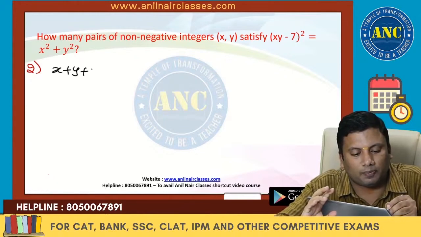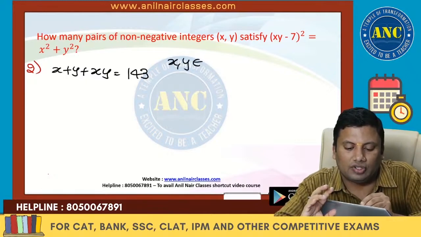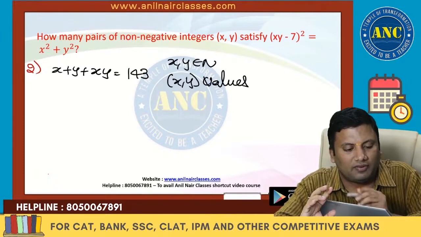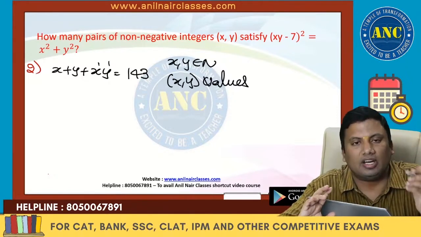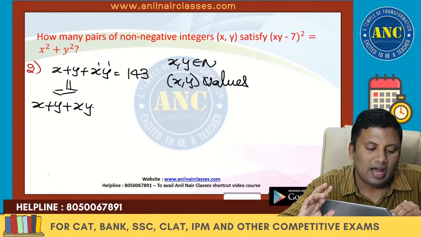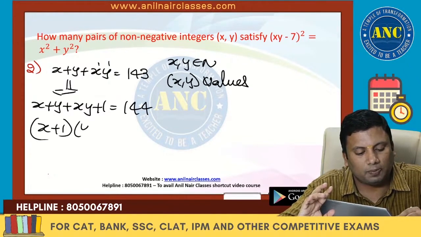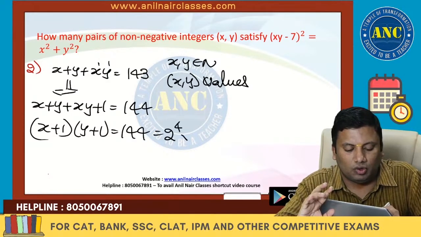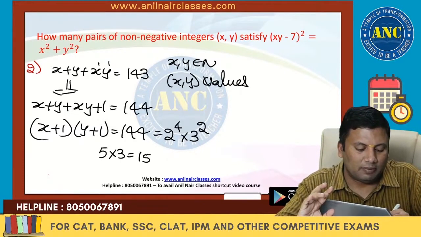X plus y plus xy is equivalent to 143. X and y are natural numbers. How many values will x and y take? The degree of the equation is 2. If the degree of the equation is 2, write the equation as a product of two factors. Add 1 on both sides. So it is x plus 1 into y plus 1 is 144, which is nothing but 2 power 4 into 3 square. So 5 into 3, which is 15.